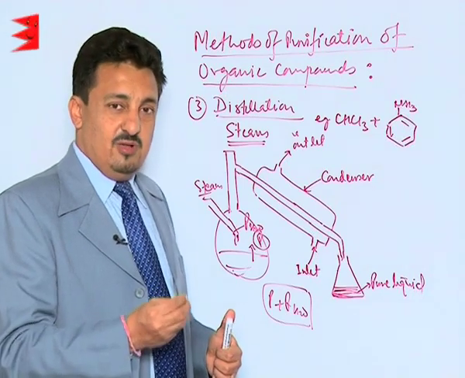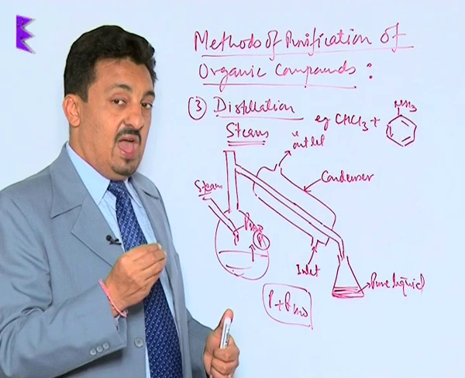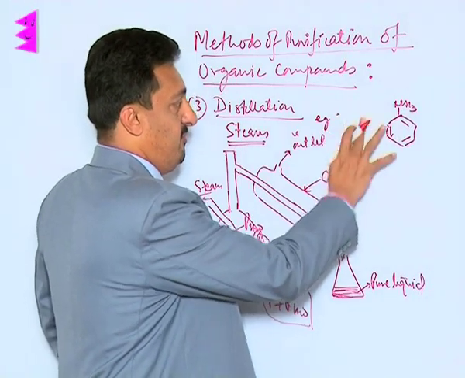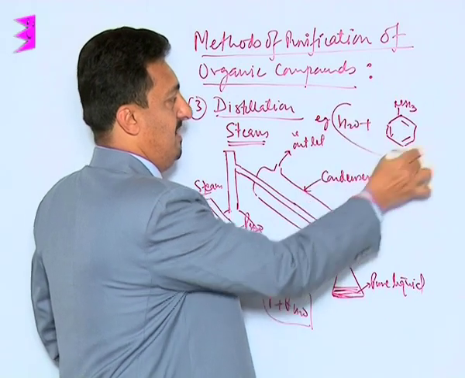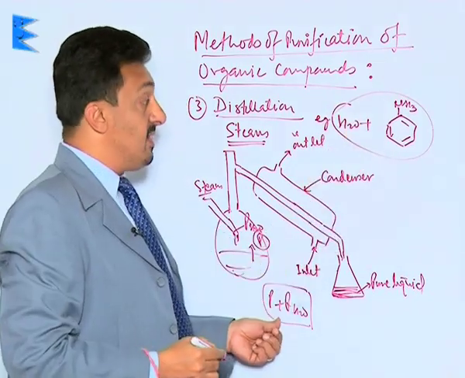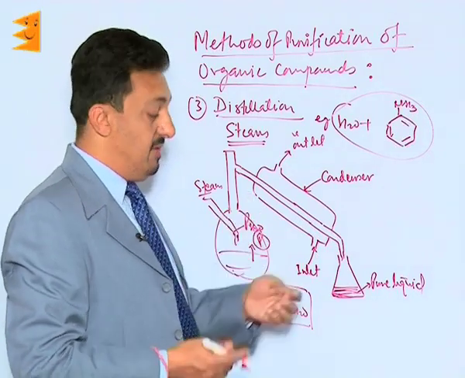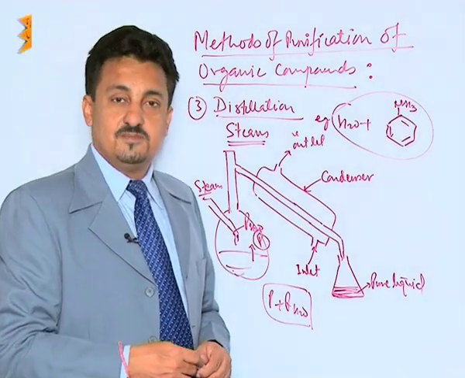Now the best example for this one is the separation of aniline from water. Yes, we can separate aniline from water. So this is an example of the separation of aniline from water by steam distillation, where the aniline is easily carried away by the steam.